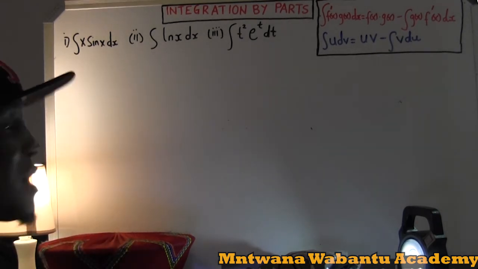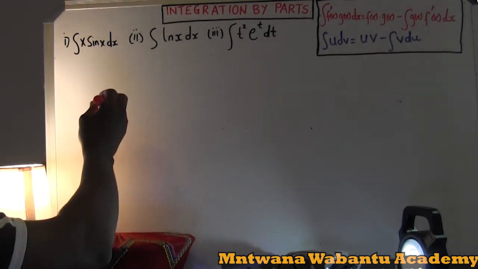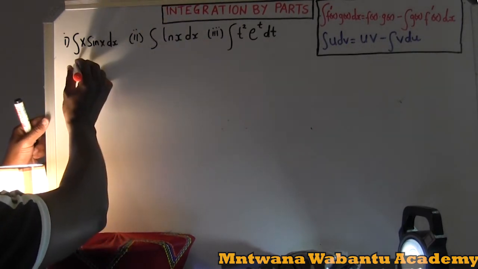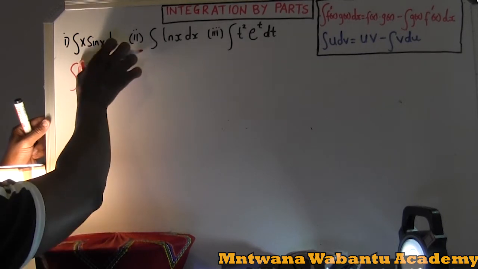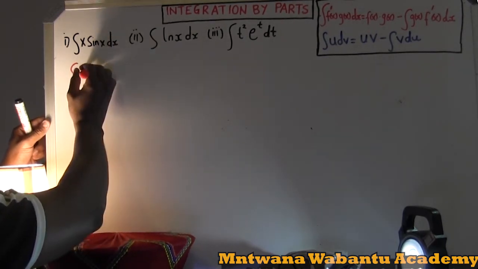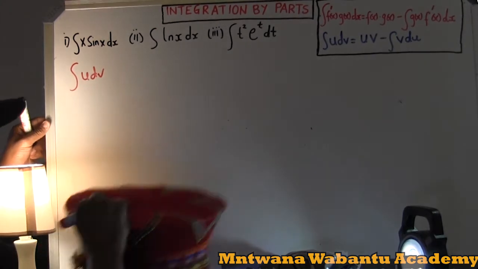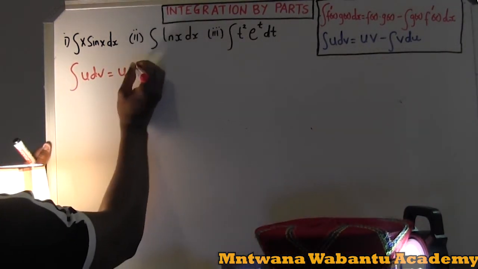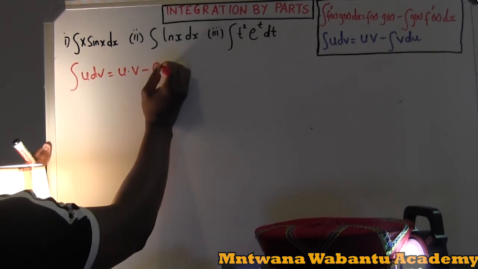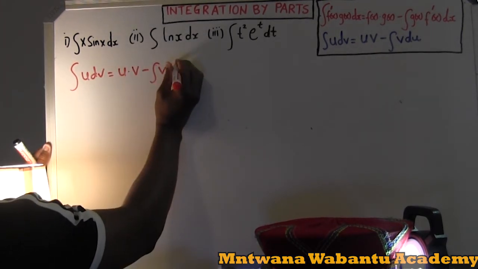Okay, so let's apply the formula. The formula says the integral of u dv is equal to u times v, minus the integral of v du.